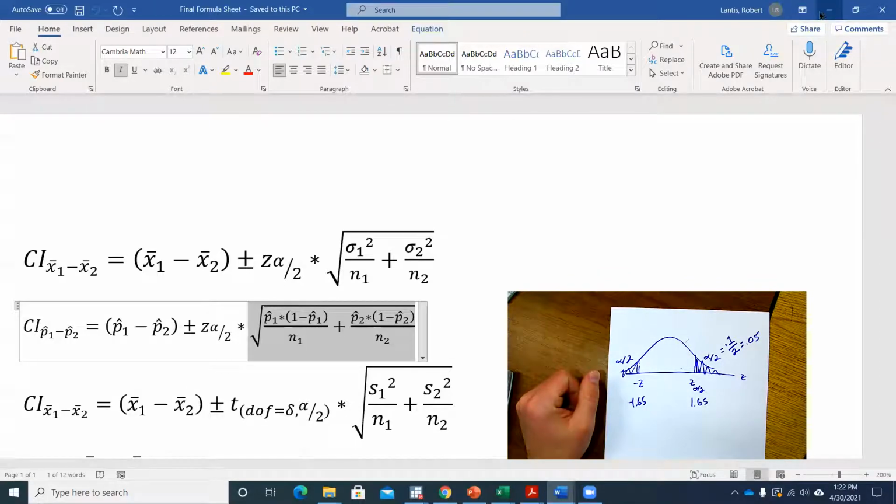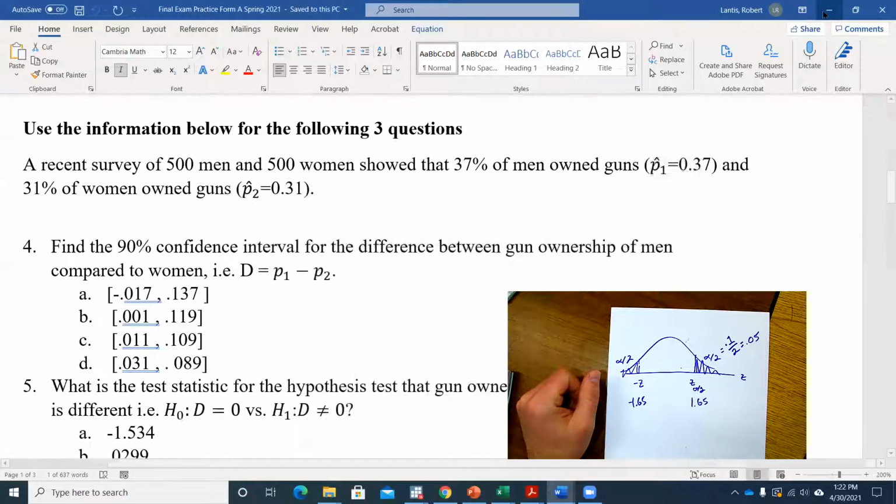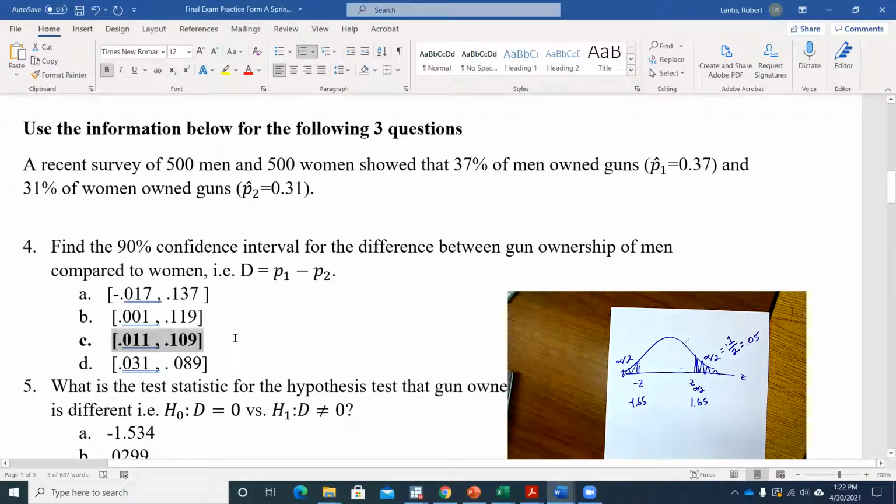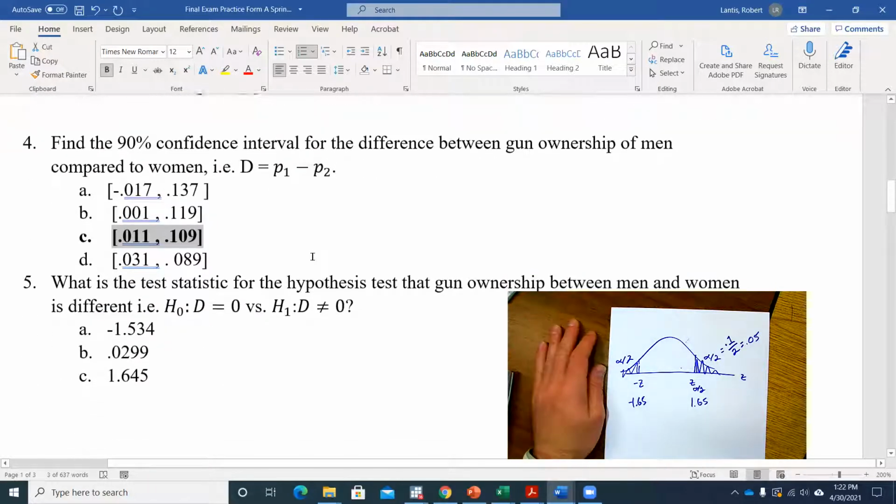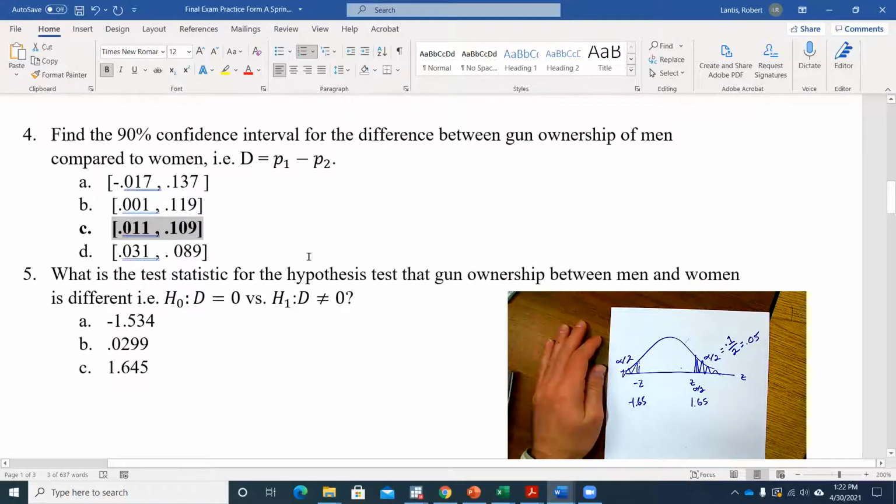I think if we end up doing that computation, we should get 0.011 as our lower bound, 1.109 as the upper bound. Any questions on that one? Like I said, I'm not going to write it all out, just showing you the parts to get all the components you need, then you just plug and chug.